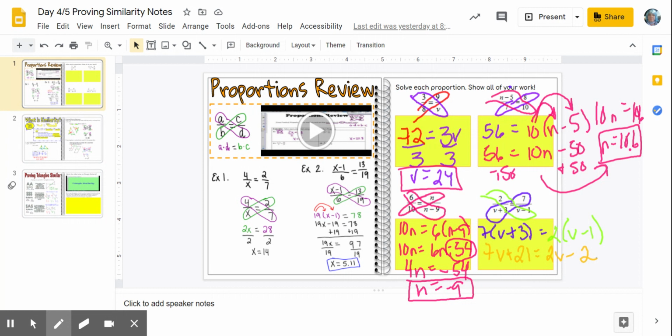Subtract the 2v from both sides, and I get 5v. And then subtract the 21 from both sides, and I get 23. And then we get v equals 23 divided by 5. Decimals kind of freak me out a little bit too, so I would definitely put that in my calculator, make it a decimal, and then double check it in whatever I was doing, okay?